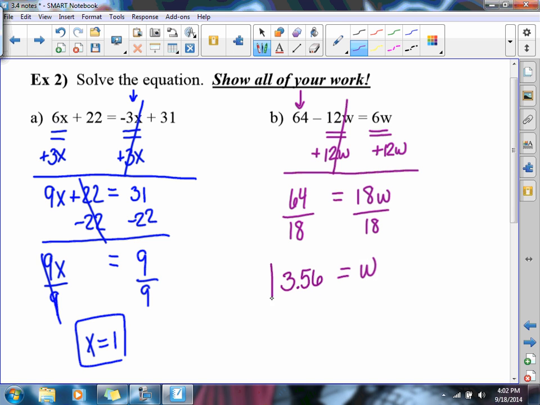So if you get an answer that's a fraction or a decimal, it's okay. It doesn't mean you did it wrong. If you're worried that you did it wrong, go back and double check your work. But it's okay for your answer to be a whole number or a decimal or a fraction.